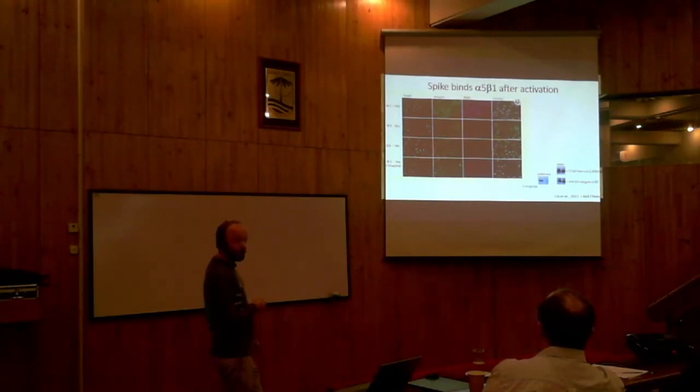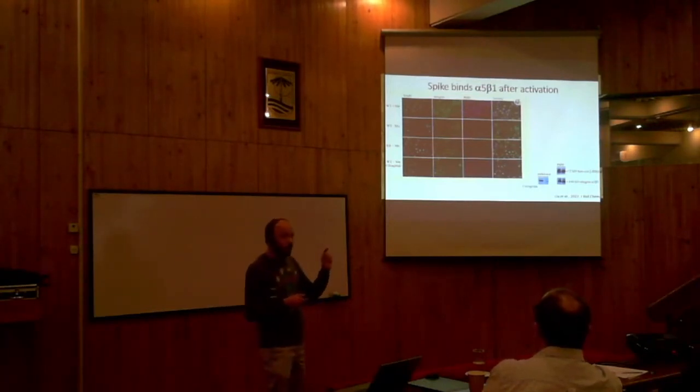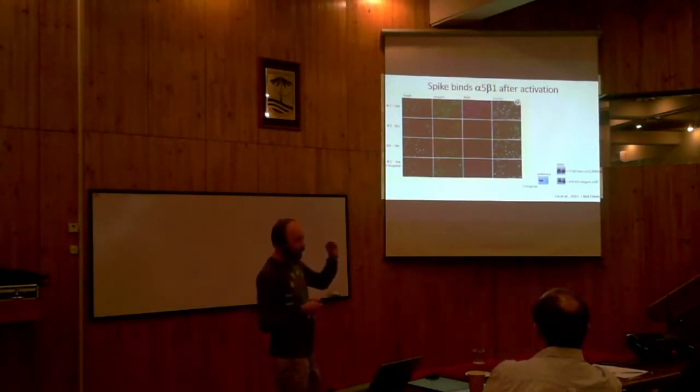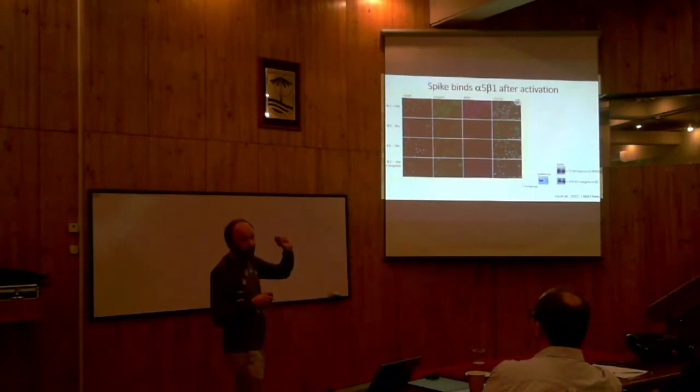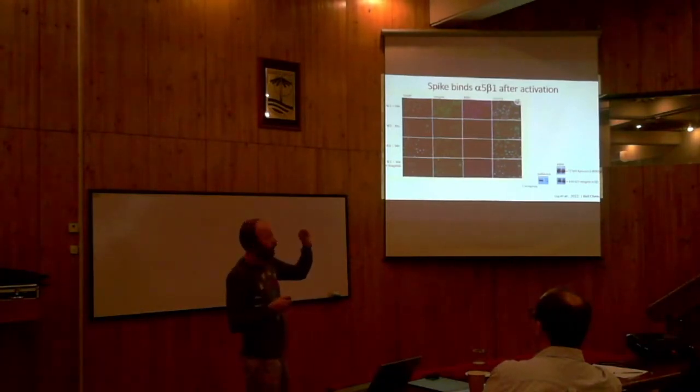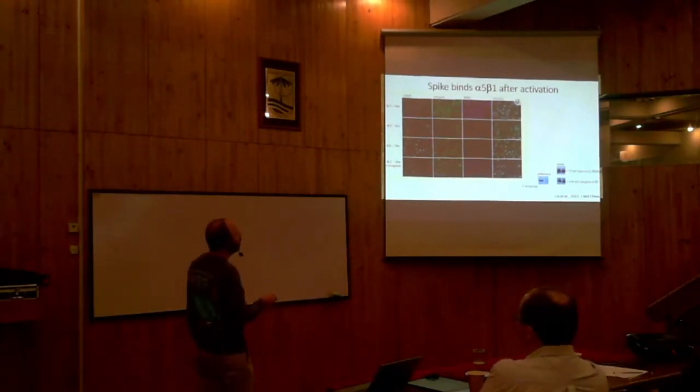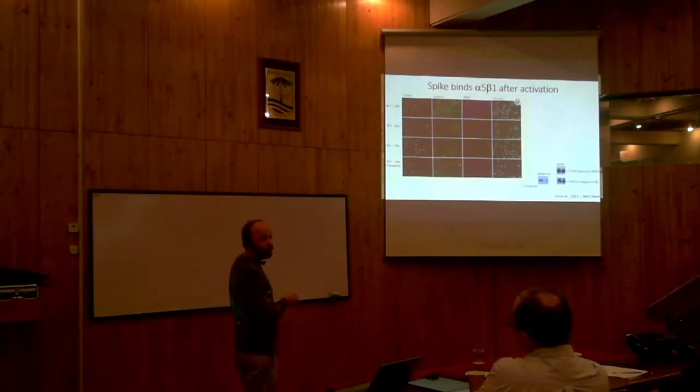This is a mutant of the RGD motif. They mutated the first amino acid of the RGD motif, R403A. But in this one also, the spike can't bind anymore to this integrin.